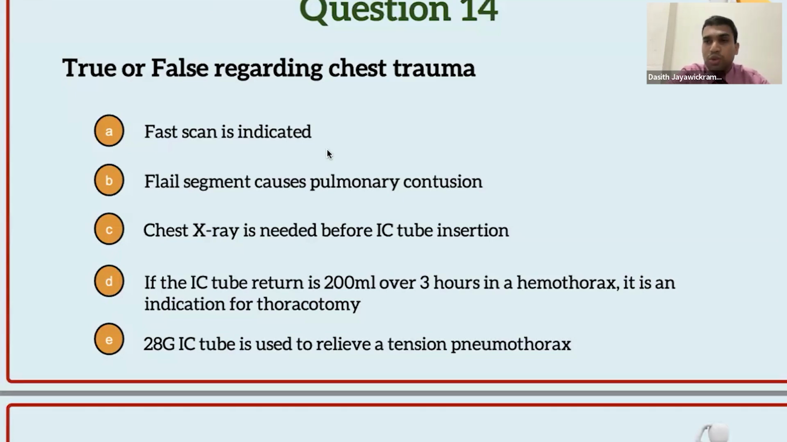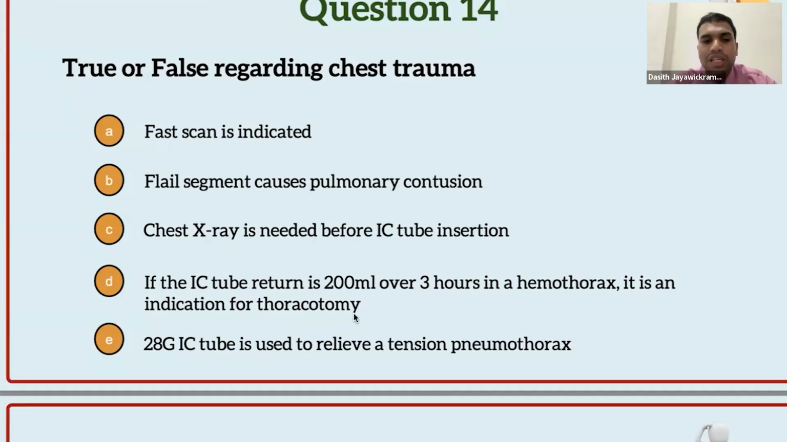No, that is false, because IC tube insertion is with clinical judgment. As I said, tension pneumothorax is a clinical judgment. If you suspect it, you insert the IC tube. You don't wait for chest X-ray. If the IC tube return is more than 200 milliliters over 3 hours in hemothorax, it's an indication for thoracotomy.